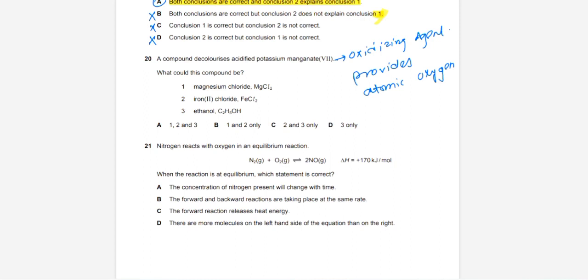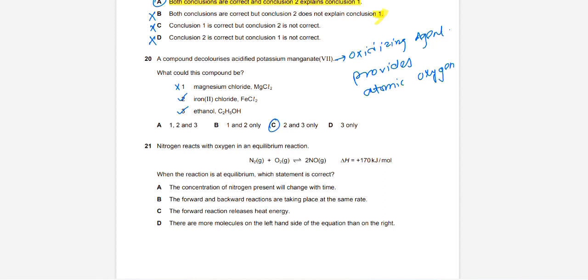So atomic oxygen when provided, magnesium chloride, this bond is stronger, but in this case iron may react with the oxygen, so that's why it is also oxidized, Fe2O or FeO. So this can be oxidized. But this will never be oxidized. And ethanol, it is oxidized. It converts into ethanoic acid, from organic chemistry. So options 2 and 3 are correct.